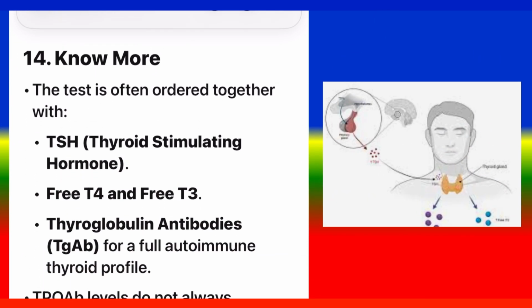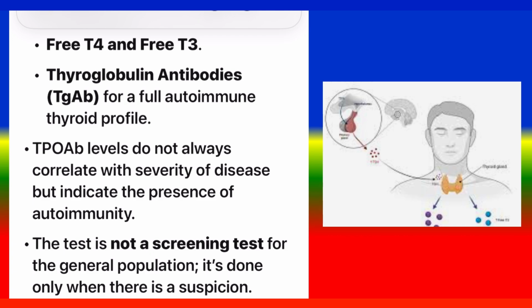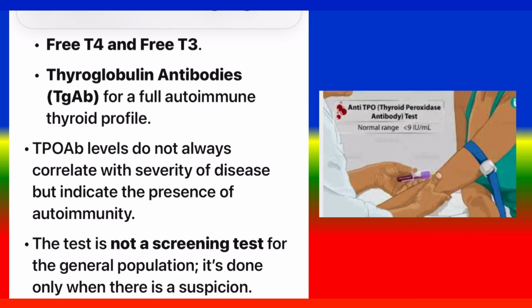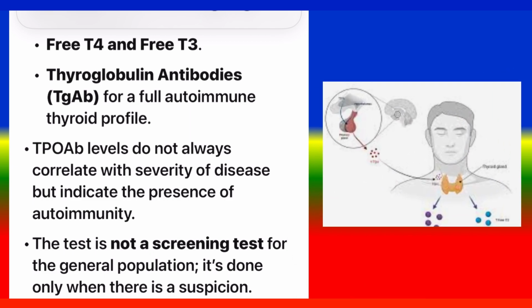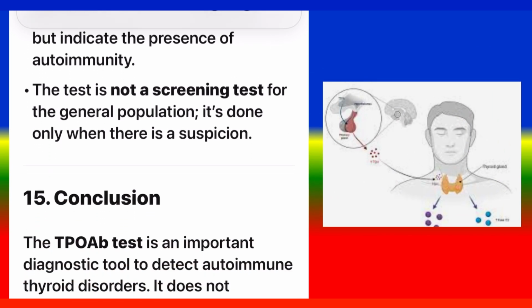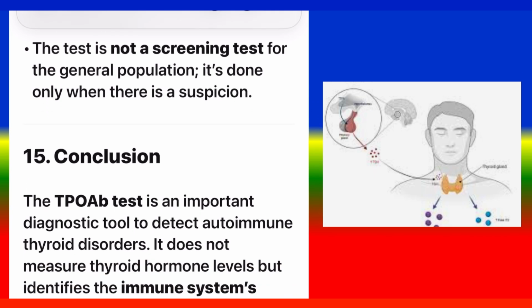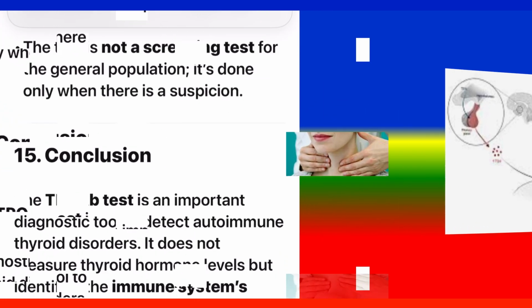Number 14. Know more. The test is often ordered together with TSH, thyroid-stimulating hormone, free T4 and free T3, thyroglobulin antibodies, TgAb, for a full autoimmune thyroid profile. TPOAb levels do not always correlate with severity of disease, but indicate the presence of autoimmunity. The test is not a screening test for the general population. It's done only when there is a suspicion.